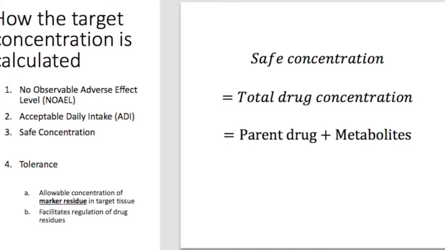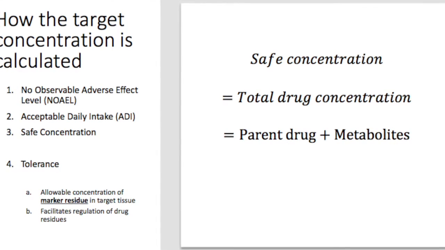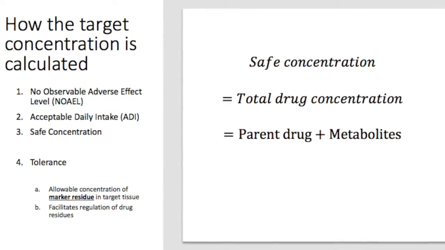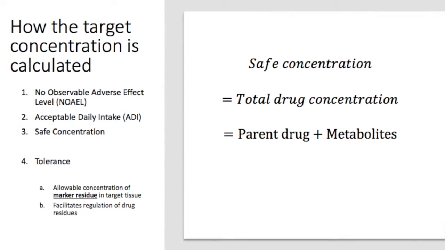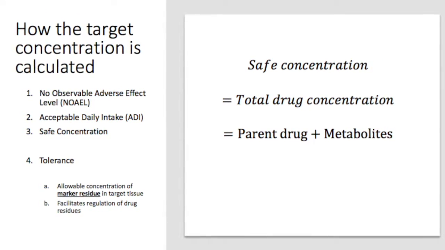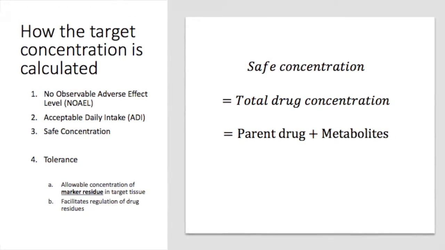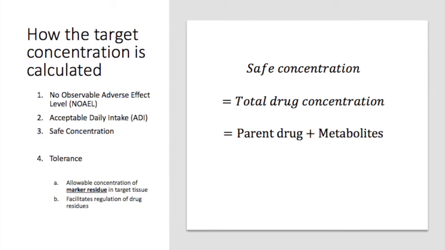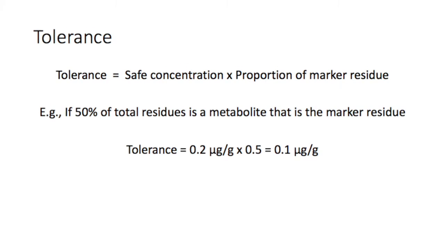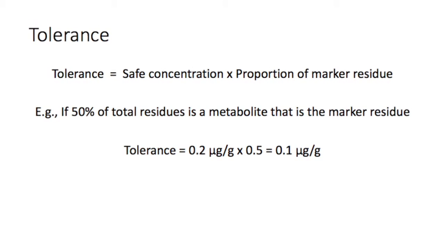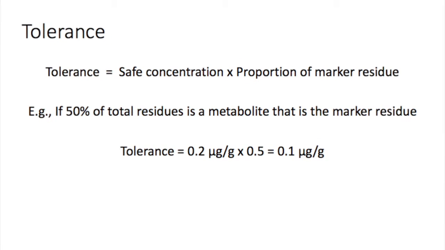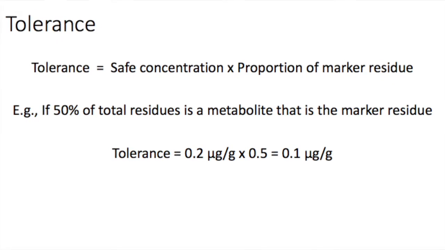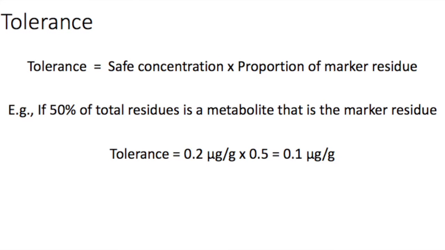Finally, because testing for total drug residues in tissues is rarely practical, regulatory authorities choose one compound as a marker residue, which can either be the parent drug or one of its metabolites, to calculate a tolerance, which is used to enforce the withdrawal times and identify milk or carcasses with residues that are higher than considered safe for human consumption. Once again, an example. This time, a marker residue, that is a metabolite, constituting 50% of total residues. In this case, the tolerance would be 0.5 times the safe concentration, or 0.1 micrograms per gram of meat.